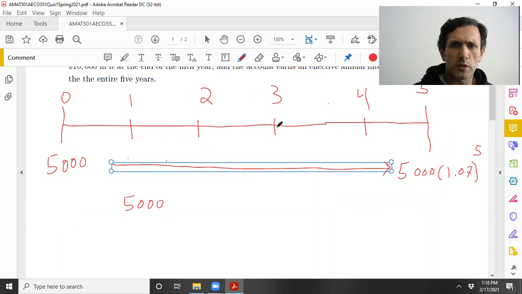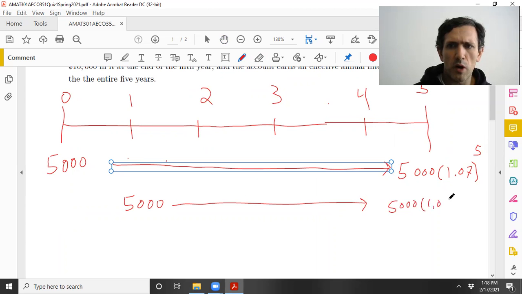Okay. Now we have this 5,000 at the end of the first year. That accrues 1, 2, 3, 4 years of interest. So it's 5,000 times 1.07 to the fourth. The 5,000 from the start, with 5 years of interest, is 5,000 times 1.07 to the fifth.